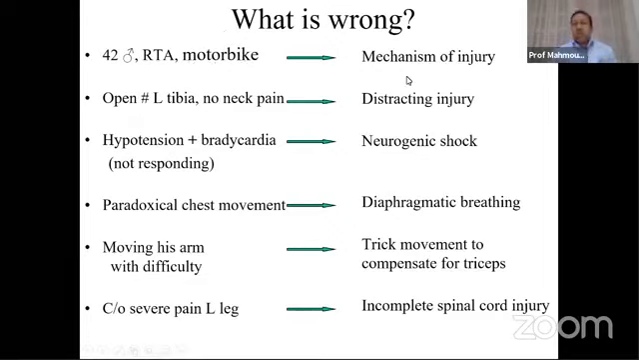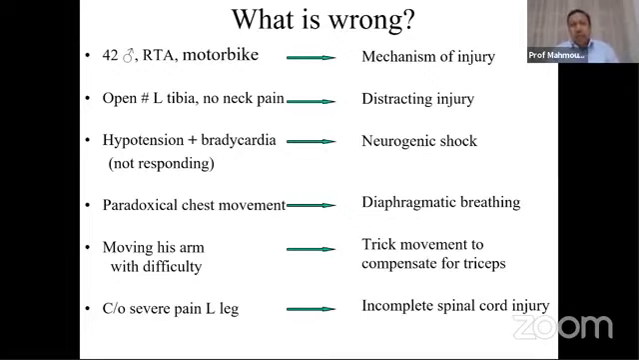Motorbike means the mechanism of injury can cause cervical spine injury. So you must have a high index of suspicion when somebody tells you that, okay, I was diving from a very high level and I fell and my head came first, or whatever, and I hit the floor. So from the mechanism of injury, if somebody was parachuting, paragliding, or on a motorbike, all these can cause cervical spine injury. The open fracture tibia is a distracting injury. That's why this patient did not feel pain in his neck. He was shouting from the pain in his tibia.